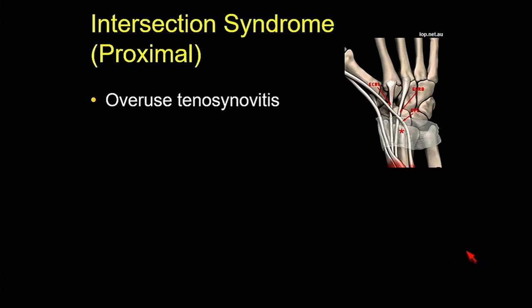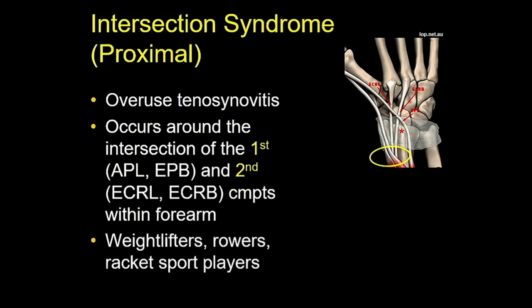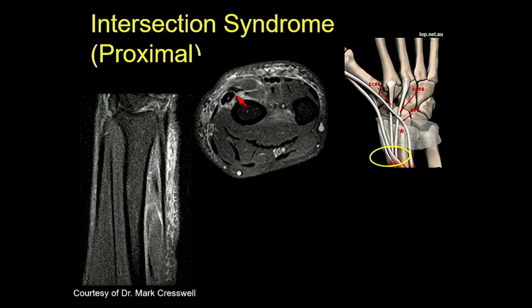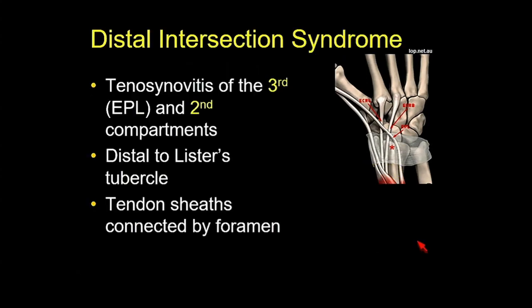So the proximal intersection syndrome is an overuse tenosynovitis occurring again right in this location, and it occurs where compartment 1 crosses over compartment 2. This is common in weightlifters, rowers, and racket sport players. Here's what it looks like on MRI. You can see here all this edema where the tendons are crossing up here again. This is in the distal forearm. And here on ultrasound, we can see the same thing. We often just see a little bit of fluid between these tendons as they cross.